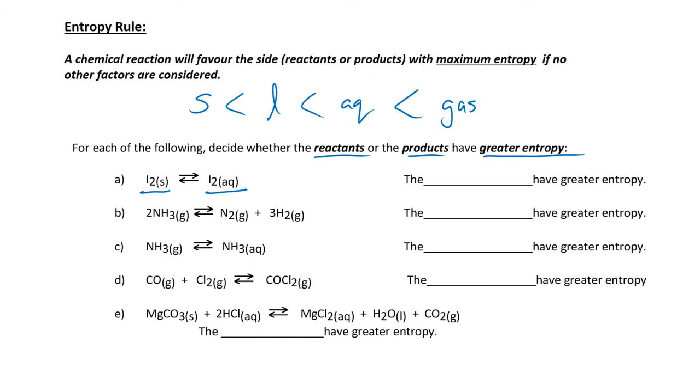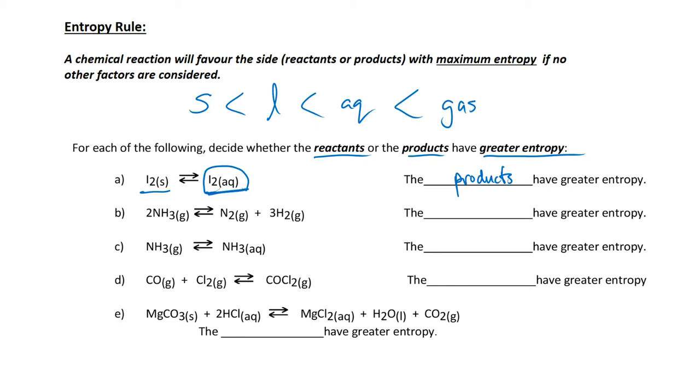So question A, my reactants, I've got something in the solid phase. My products, I've got something in the aqueous phase. My aqueous phase is going to have certainly a more random arrangement of where those atoms are at any given time. So my products have what we call the most entropy in that system.